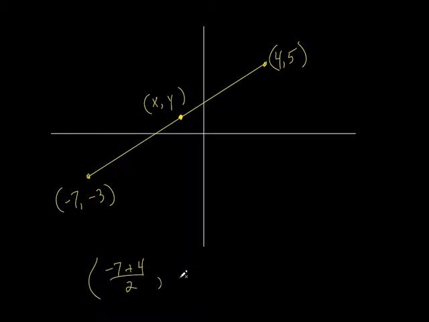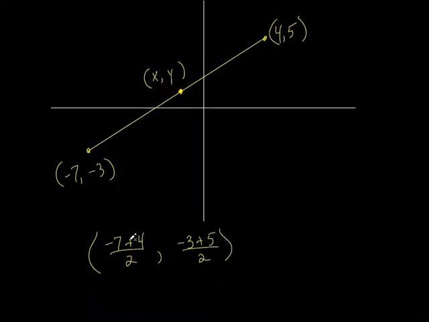I'm writing this as a midpoint, right? I'm writing it as a point, an ordered pair. So that's the X part of this. What about the Y part of it? Take the Y's and do what to them? Negative 3 plus 5, and then do what to those? Divide that by 2. Let's see what this comes out to.